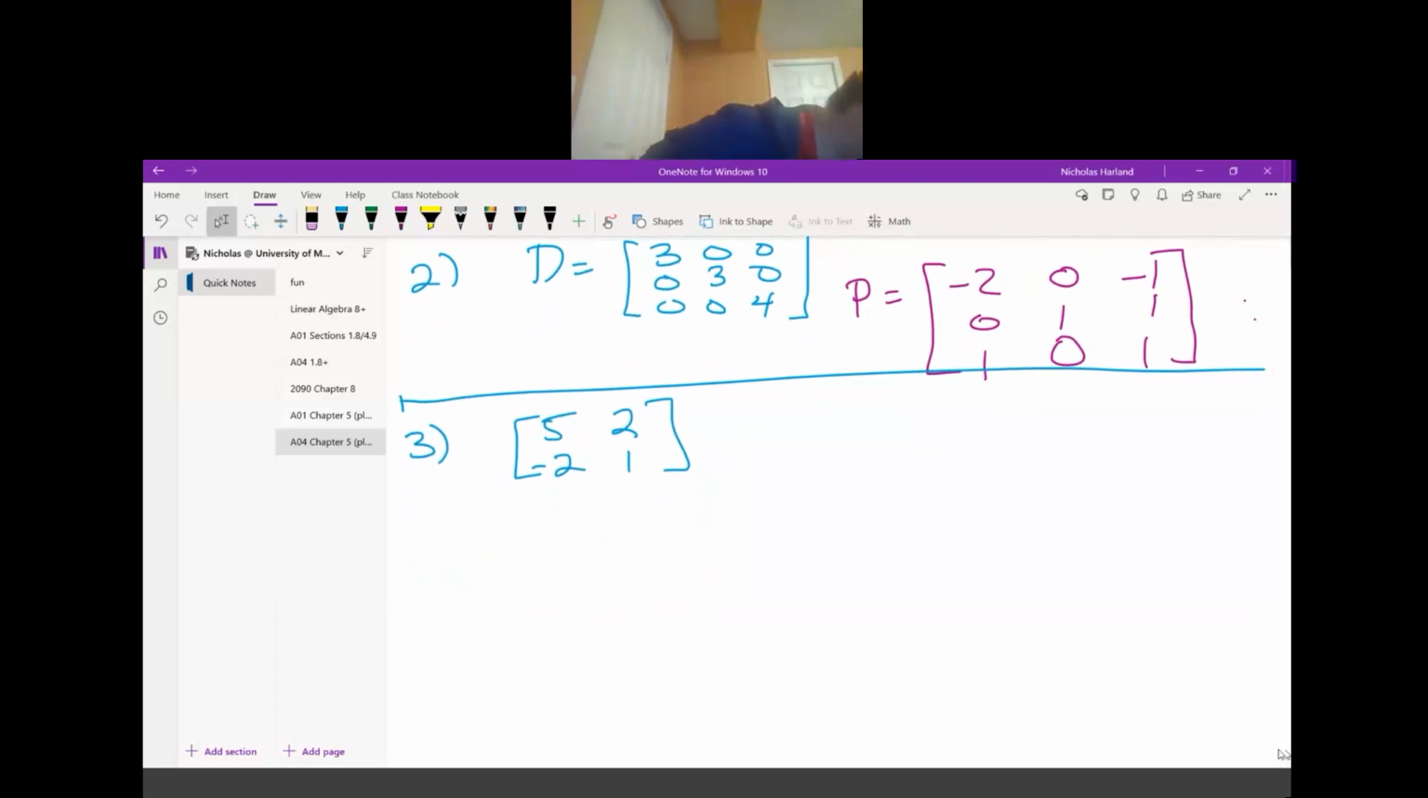All right, and you're probably not all the way through, but just hopefully you've had enough chance to at least think about it, maybe get started on this question number 3. So let's talk about it. What's the first step? We want to diagonalize this matrix, or at least see if it is diagonalizable. What's step number 1?